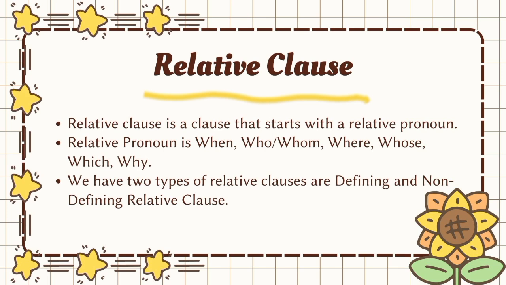Next, relative clause. A relative clause is a clause that starts with a relative pronoun. And what is a relative pronoun? Relative pronouns are: when for times, who or whom for people, where for places, whose for possession, which for objects, why for reasons. And we have two types of relative clauses.